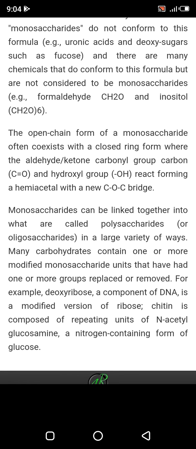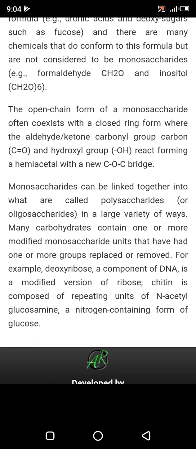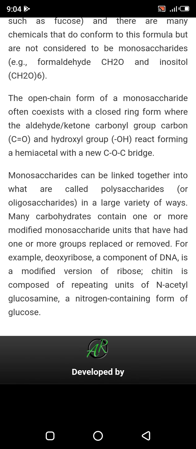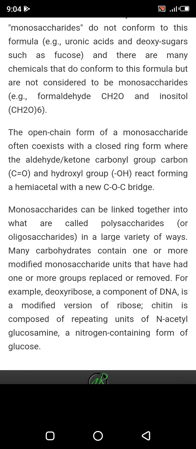Monosaccharides can be linked together into what are called polysaccharides or oligosaccharides in a large variety of ways. Many carbohydrates contain one or more modified monosaccharide units that have had one or more groups replaced or removed. For example, deoxyribose, a component of DNA, deoxyribonucleic acid, is a modified version of ribose. Chitin is composed of repeating units of N-acetylglucosamine, a nitrogen-containing form of glucose.